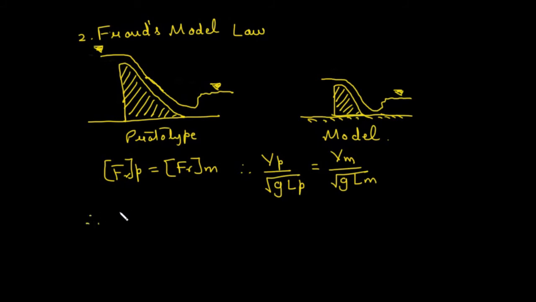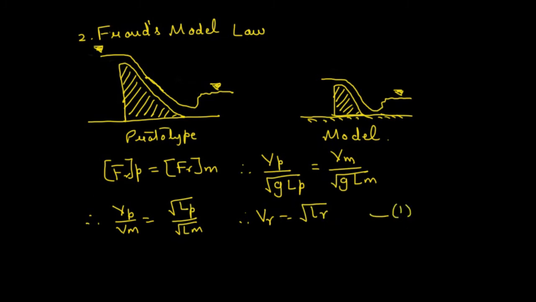Therefore, Vp upon Vm is equal to root of Lp upon root of Lm. Therefore, Vr, which is the ratio of velocity, Vp upon Vm, will be equal to root of Lr, where Lr is the scale ratio for length. So this is nothing but the Froude's model law.